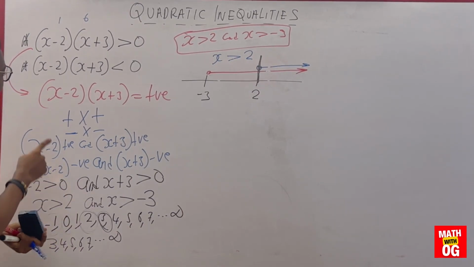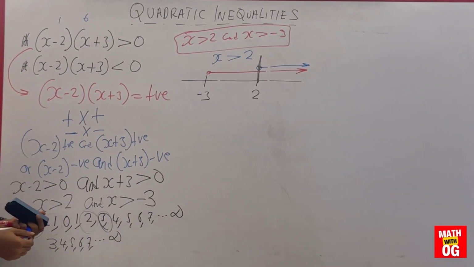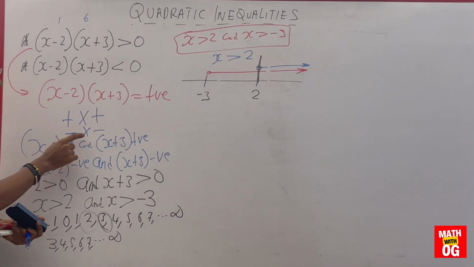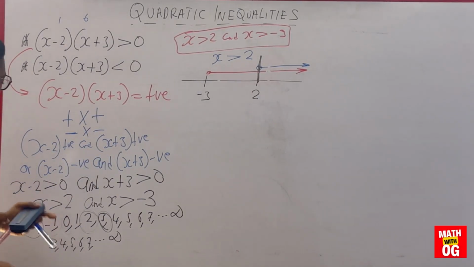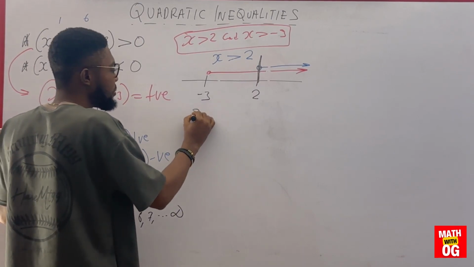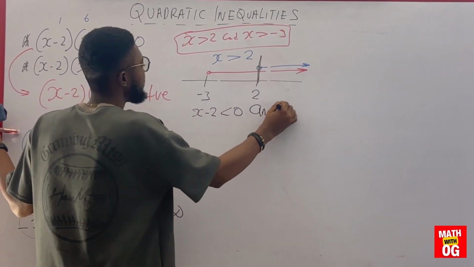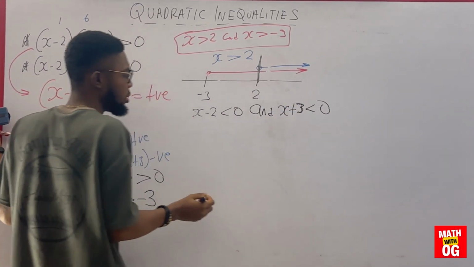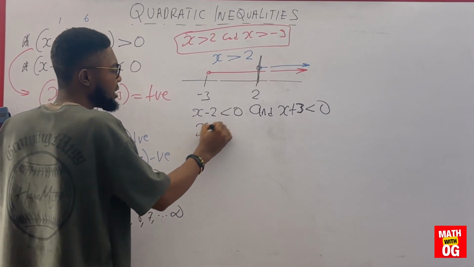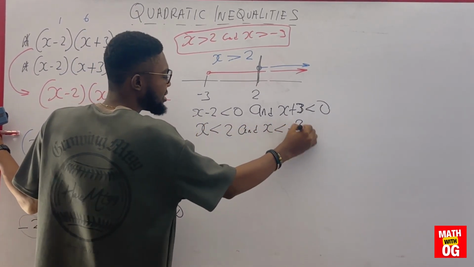The next one states that s minus 2 must be negative and at the same time s plus 3 must be negative for the product to be greater than 0. Because a negative number times a negative number will give you what? A positive number. So let's put that s minus 2 is negative simply means s minus 2 is less than 0 and s plus 3 must also be less than 0. So this will give us s is less than 2 and s is less than negative 3.